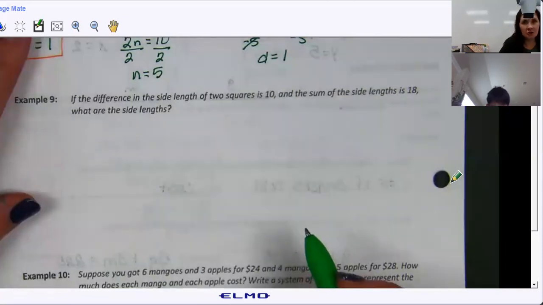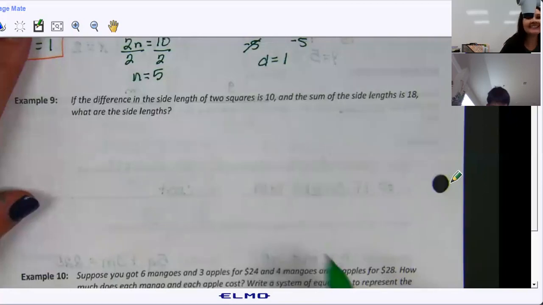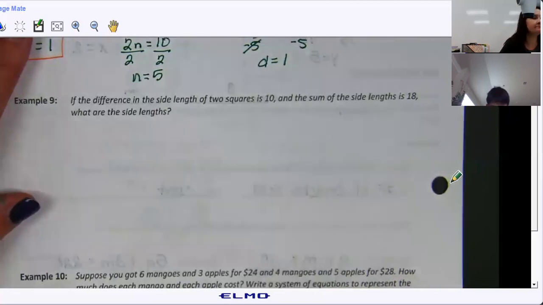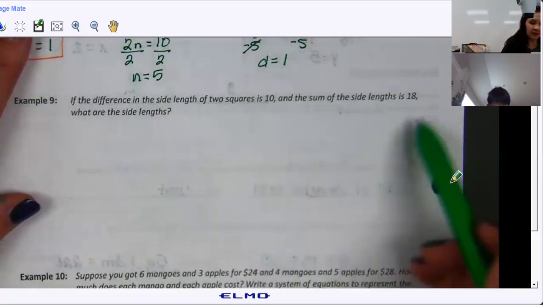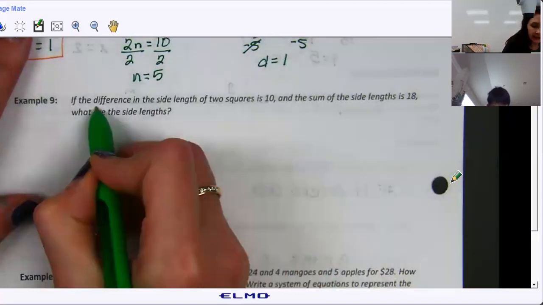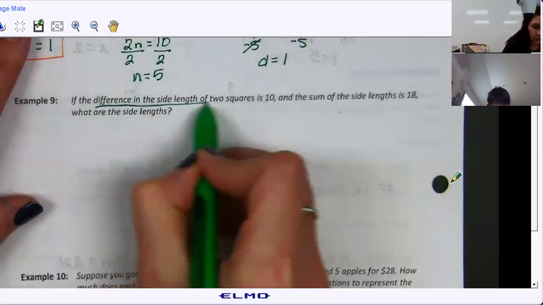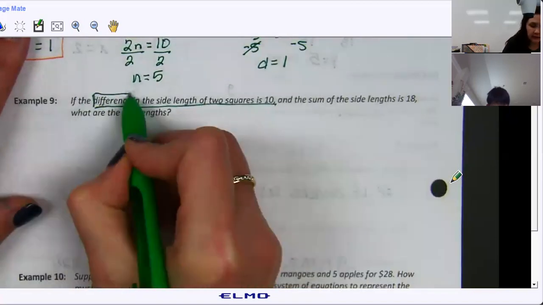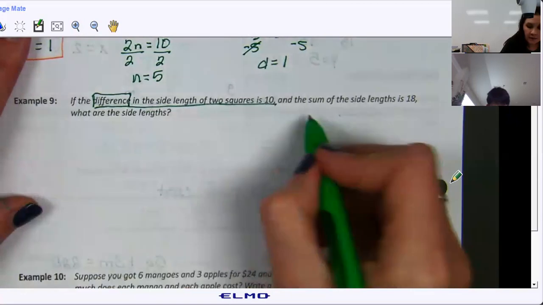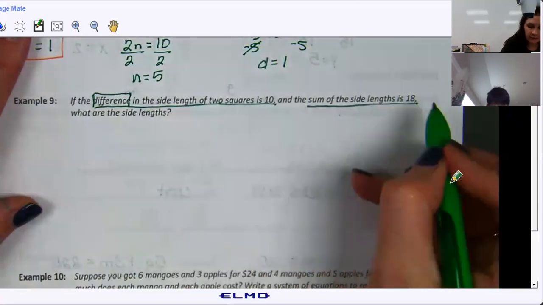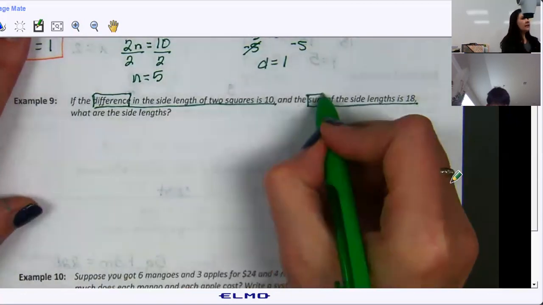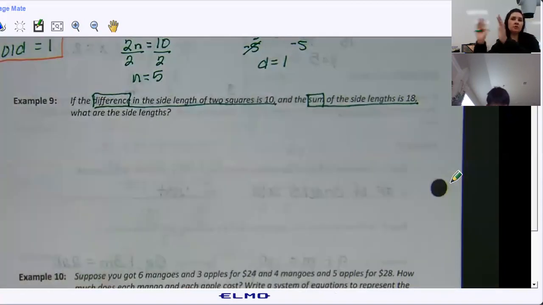Okay. No, I'm going to do number 9. Listen. 10. But we're going to do both of these. The difference in the side length of 2 squares is 10. And we're talking about the difference. And then the sum is 18. So you're going to subtract 2 and then you're going to add 2.